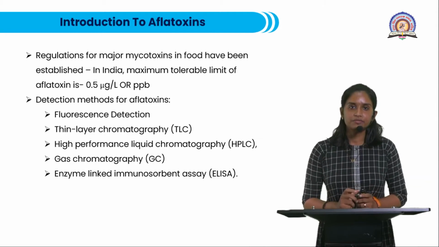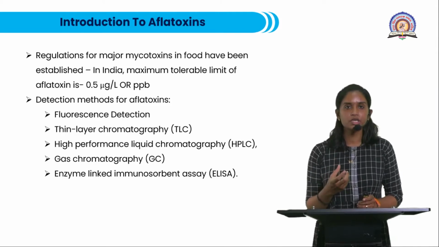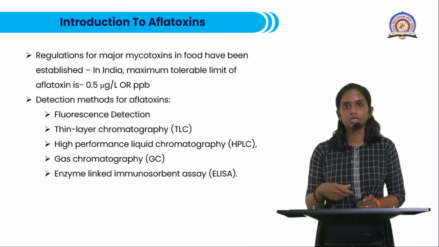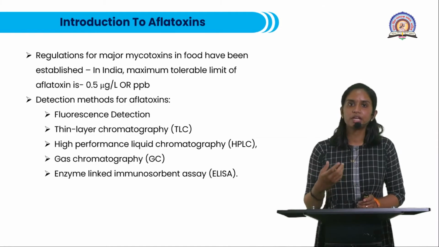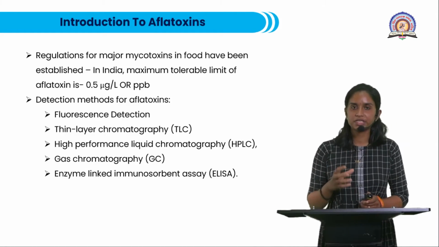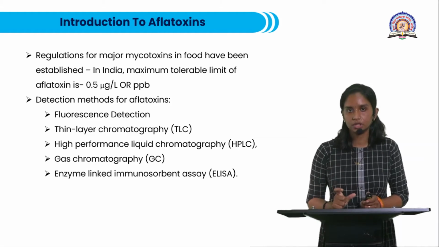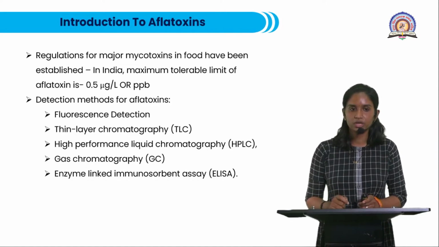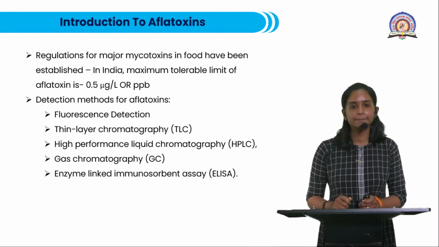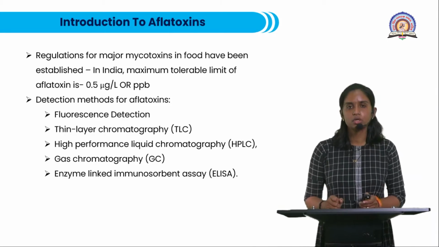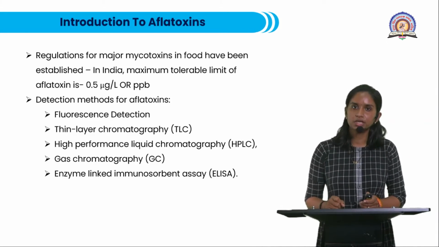Now, to know how much aflatoxin is present in the food, we should first detect it and then determine its concentration. There are various methods available, like those given on the screen. One is fluorescence detection, which is just for detecting the presence of aflatoxin. It is not a quantitative method. The quantitative methods are thin layer chromatography, high performance liquid chromatography, gas chromatography, and enzyme linked immunosorbent assay, that is ELISA. We are going to discuss ELISA for quantitative determination of aflatoxin in food.